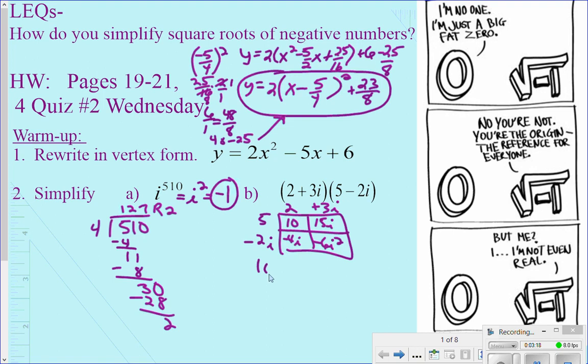So we have 10. We have 15i minus 4i, which is 11i. And we have negative 6i squared, which means negative 6 times negative 1, which is positive 6. So plus 6. 10 plus 6 is 16. 16 plus 11i is my final answer in complex form with the real part first and the imaginary part second.